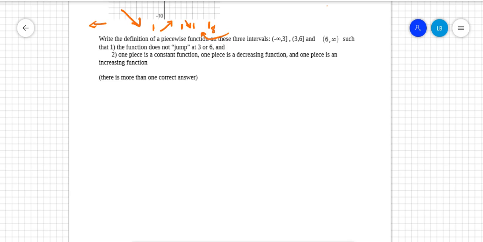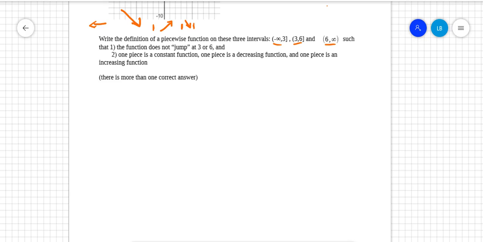We're asked to describe a piecewise function on these 3 intervals. So the intervals are always the domain. Right? So I'm going to do some drawing here again to get a picture. It doesn't jump between 3 and 6. So that means there's no holes in the graph. And one piece is a constant function, one's a decreasing function, and one piece is increasing.